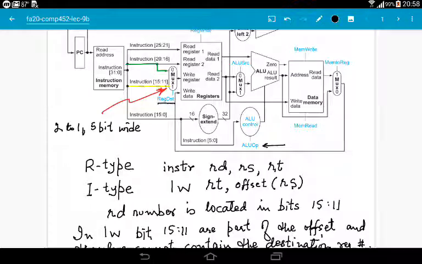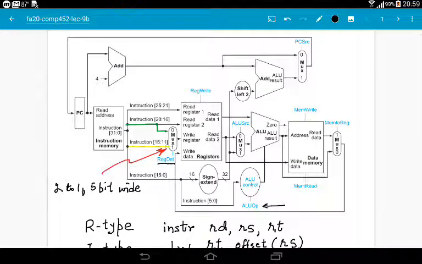Okay, so next we come to which mux? PC source mux, PCSRC. Now this mux is 0 if it's not a branch instruction. If it is not a branch instruction, then PC source is 0. And PC source is 1 if the instruction is a branch instruction and branch is taken.